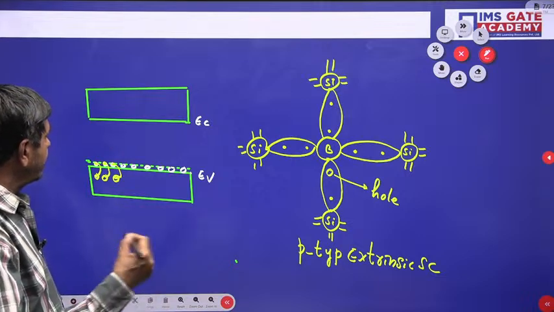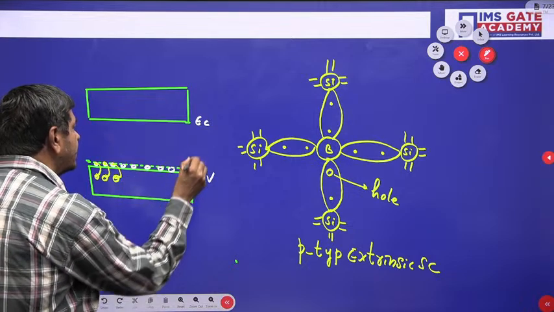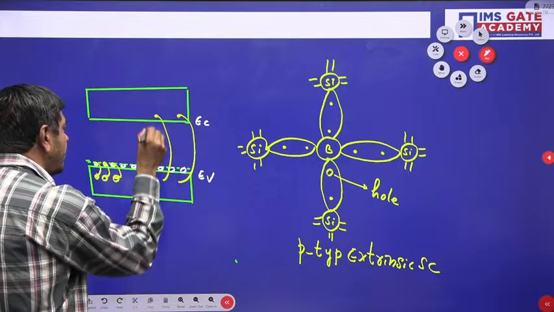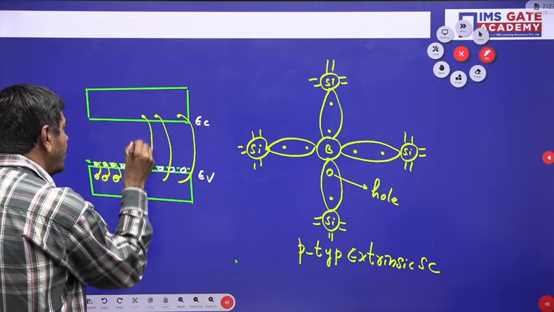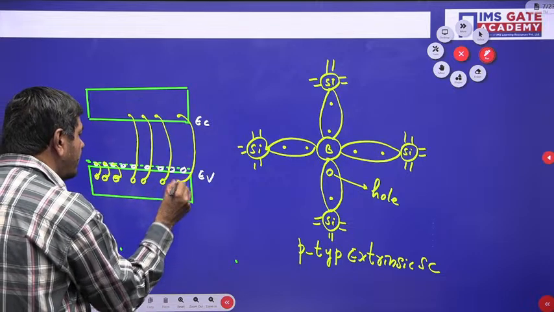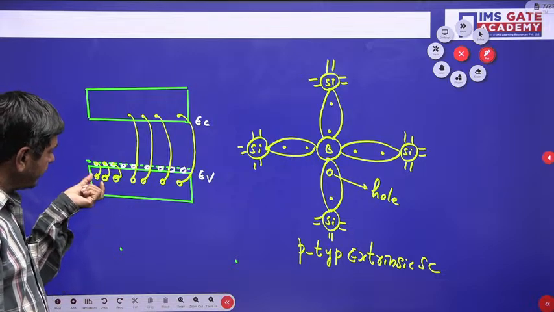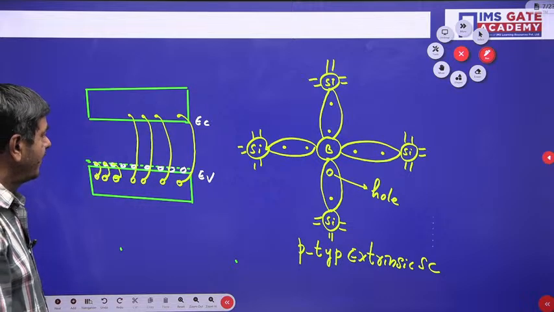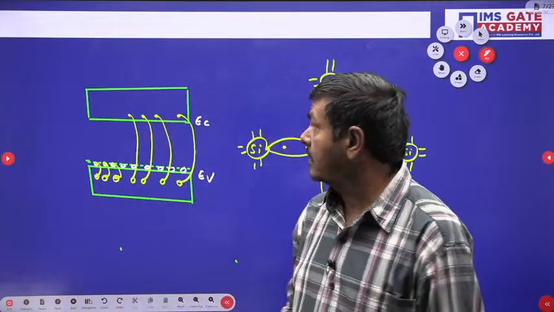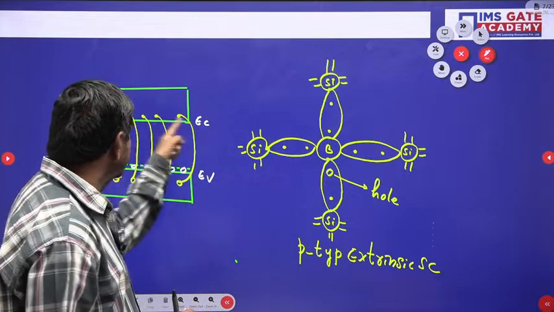When you increase the temperature more and more, a few electrons may go from here to here. Suppose 4 electrons are moved, we can assume 4 holes are created. But certain excess holes exist due to the movement of the electrons from here to occupy the holes. Finally, we find that the concentration of holes is more and the concentration of electrons is less in the p-type extrinsic semiconductors.